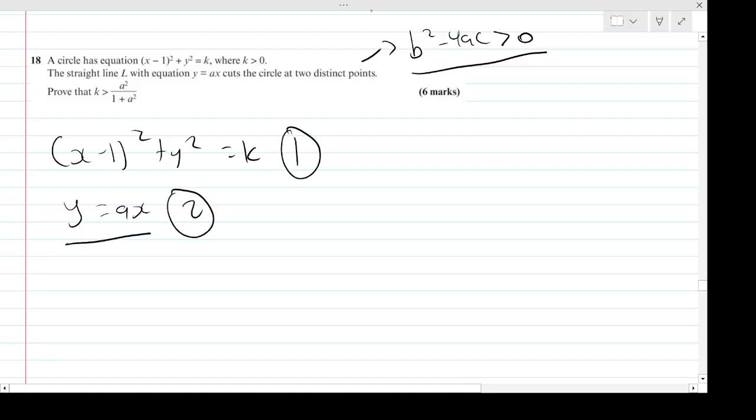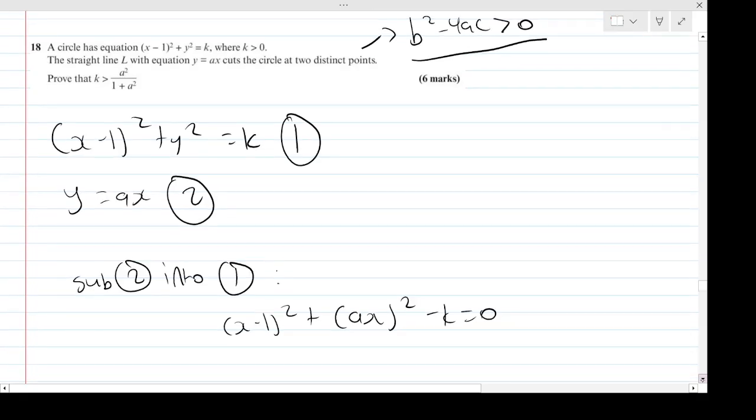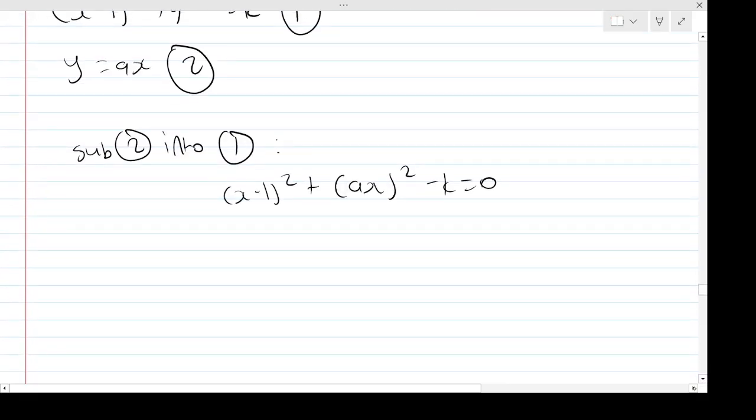I'm going to substitute the second one, y, into the first equation, the circle. If we do that, we get (x - 1)² + y², and now y is ax, so that'd be (ax)². Then I'm going to take away k from both sides and make it equal to 0 to get an equation. Then I just need to expand it. If I expand it, I get x², take away x, take away another x will be -2x, and then (-1)² is plus 1. Then we expand this, so that would be plus a²x², and then take away k equals 0.